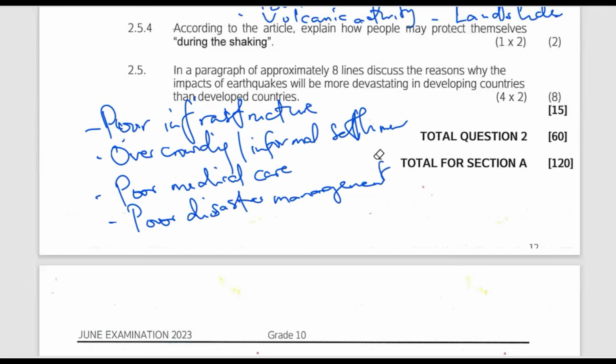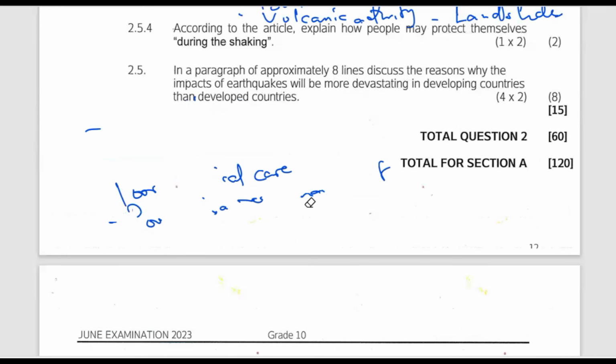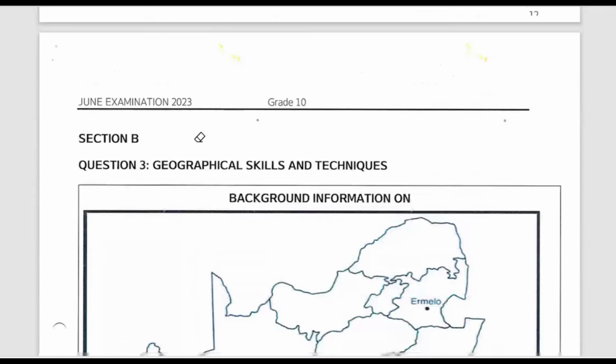Right. That takes us to the end of our geomorphology question. After the geomorphology question, what you need to note there is you're supposed to attempt the map work question. So what I'm going to do, I'm just going to give you hints and tips on how you attempt some of the map work questions.